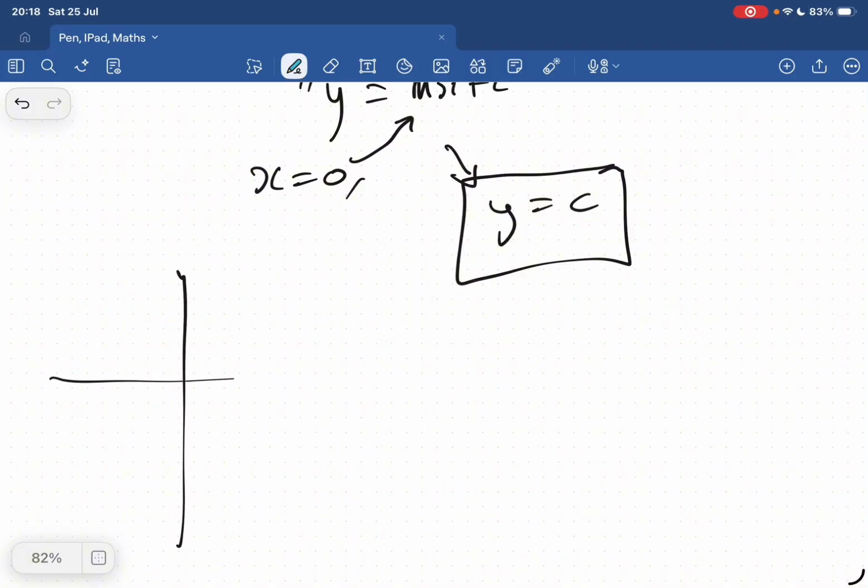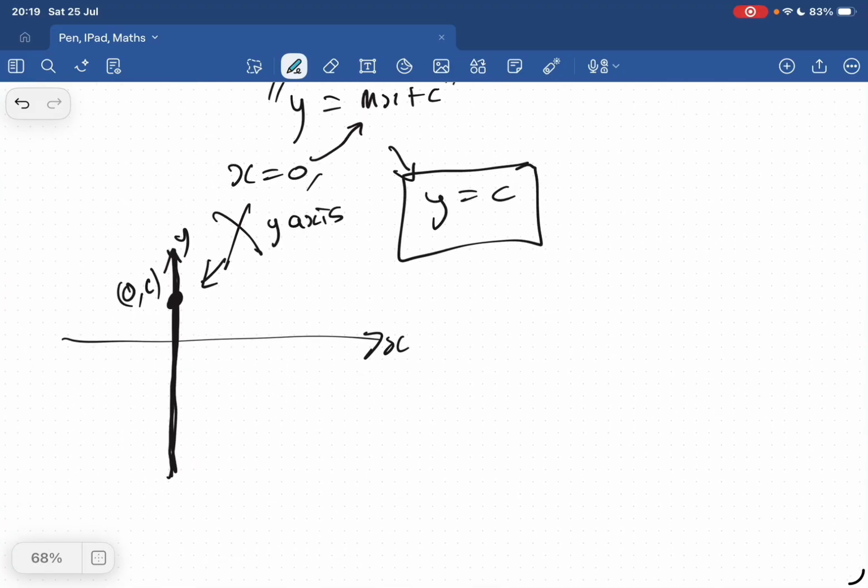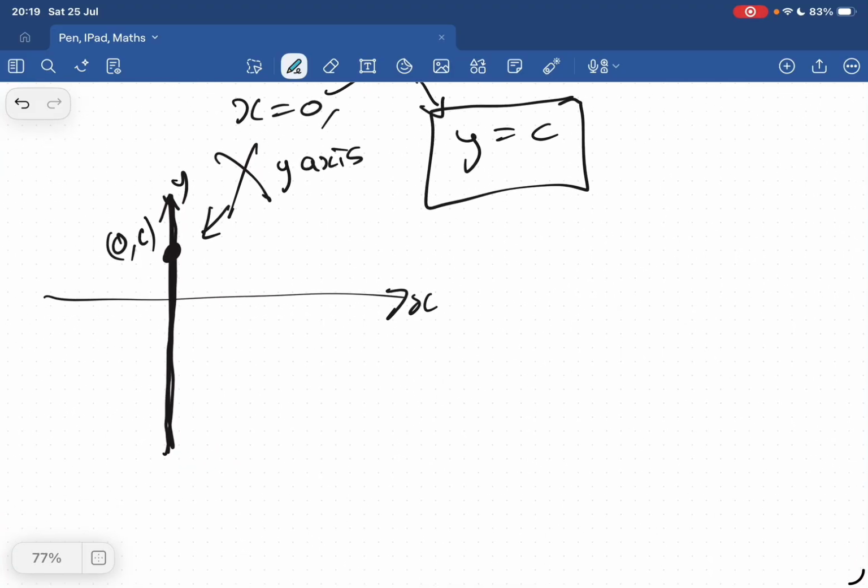Let's draw on our graph. What is x equals 0? It's the whole of our y-axis. So you're plotting the point where x is 0 and y is c, so we get (0, c). That's why it's the y-intercept, because it's the value of y when x is 0, when it crosses our y-axis. Perfect.